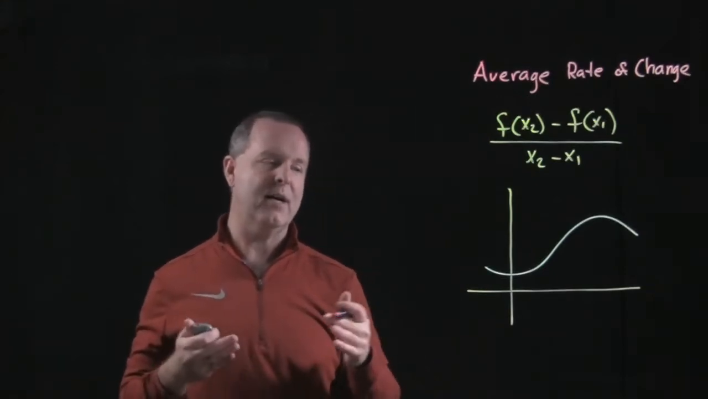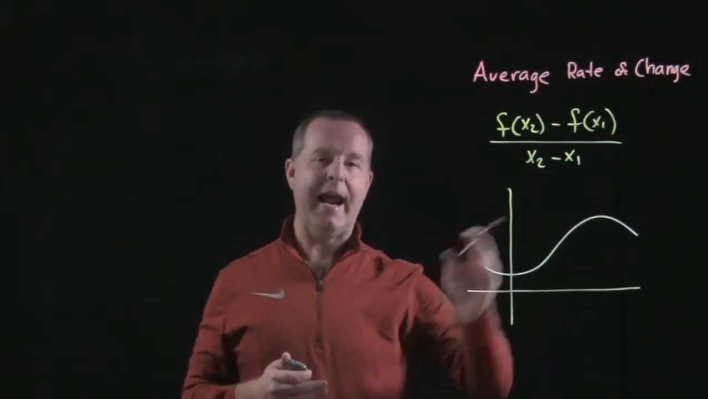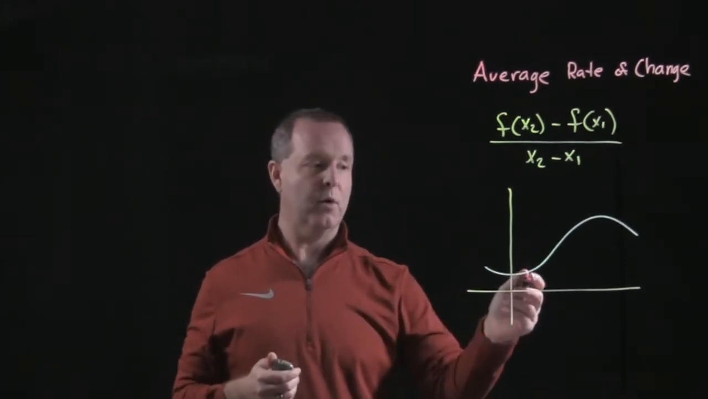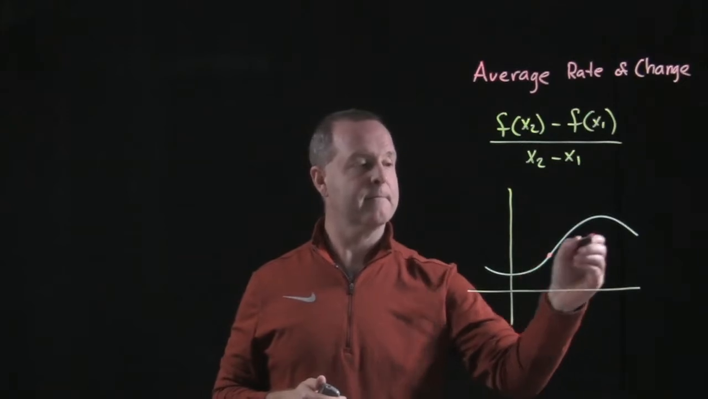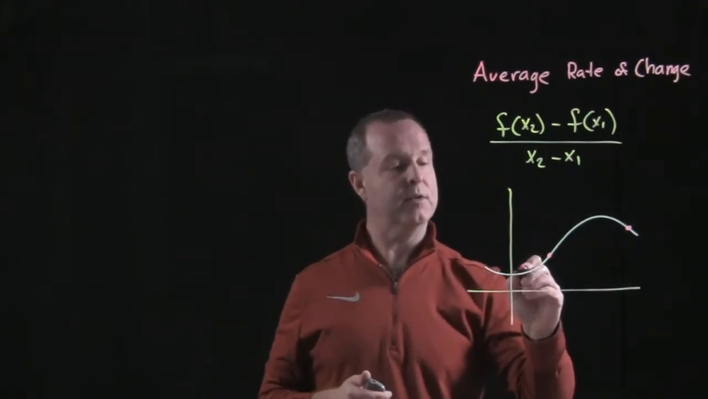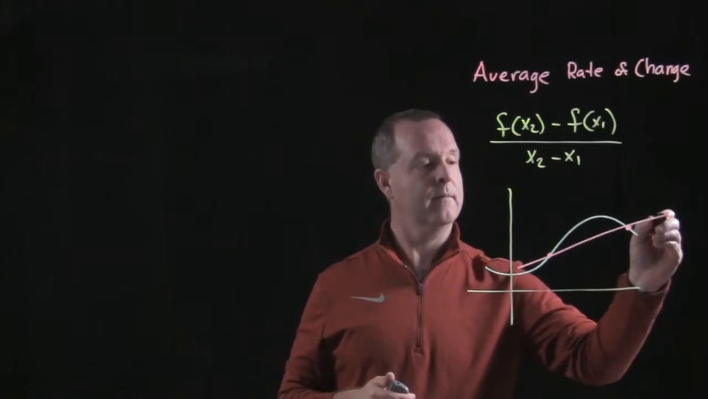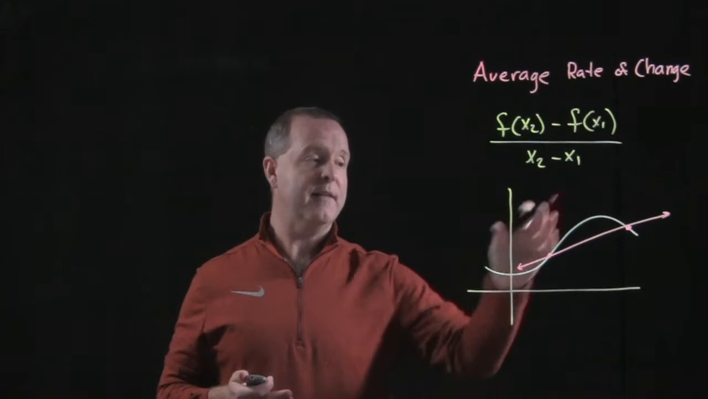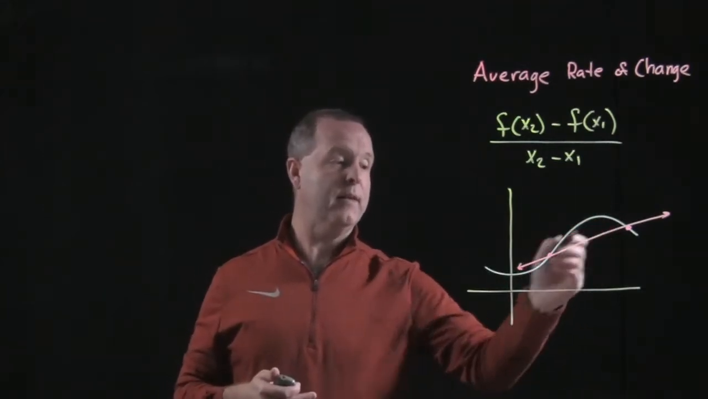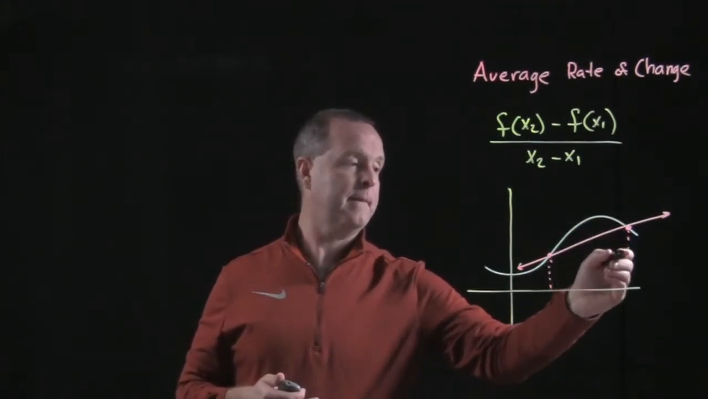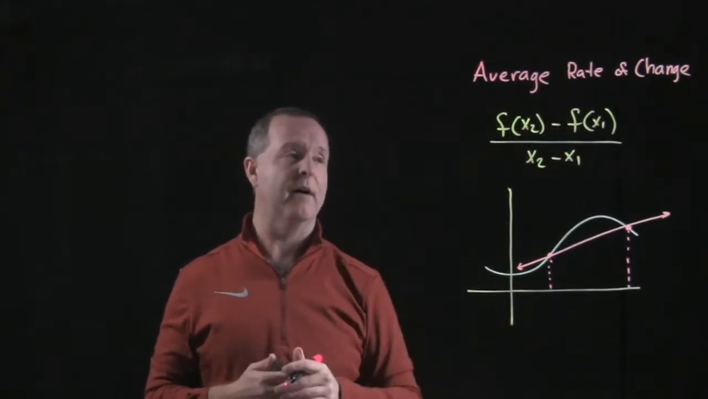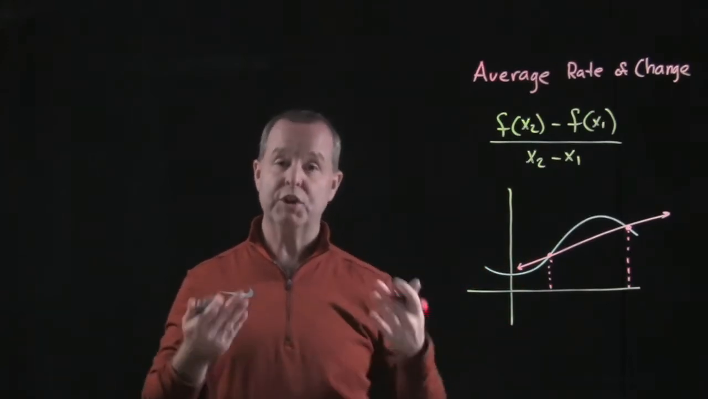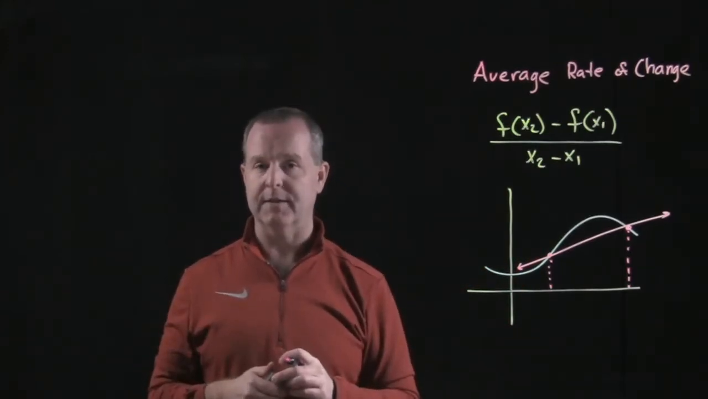What calculus is telling us to do is look at its average rate of change between two pieces of the graph. For example, if I chose a point here and a point there, and I connected those points with a line, that line will give me the average rate of change between those two values. And this model up here, f of x2 minus f of x1 over x2 minus x1, will show us what the average rate of change is.